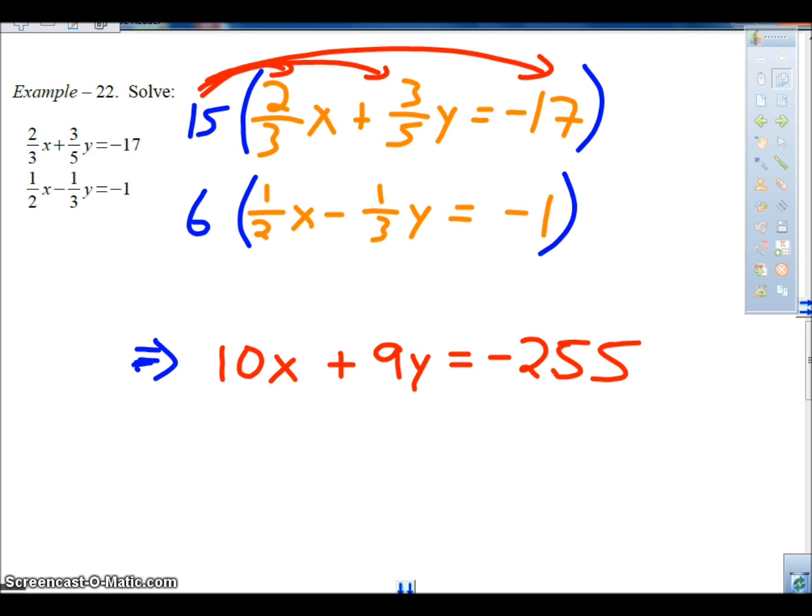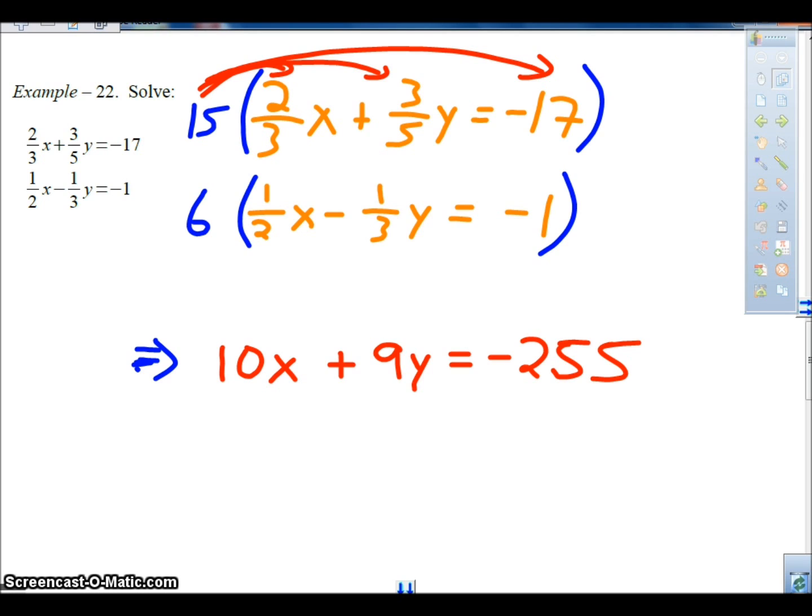The 15 gets multiplied to the 3/5. The same process happens. The denominator, 5, divides into the 15, which gives me 3. And then the numerator, 3, multiplies to that result. So we get 3 times 3, which gives me 9. So that's how we get 9y. The 15 also gets multiplied to the right-hand side of the equation, so that's where you get the negative 255.